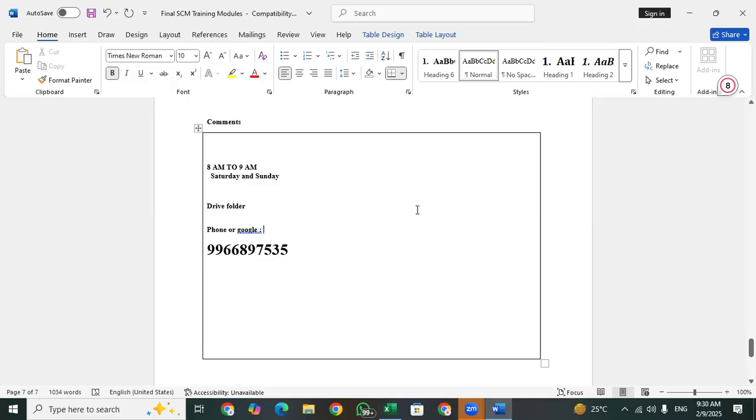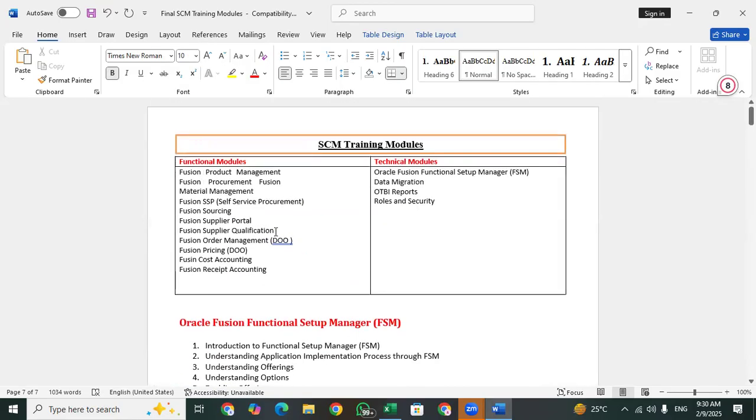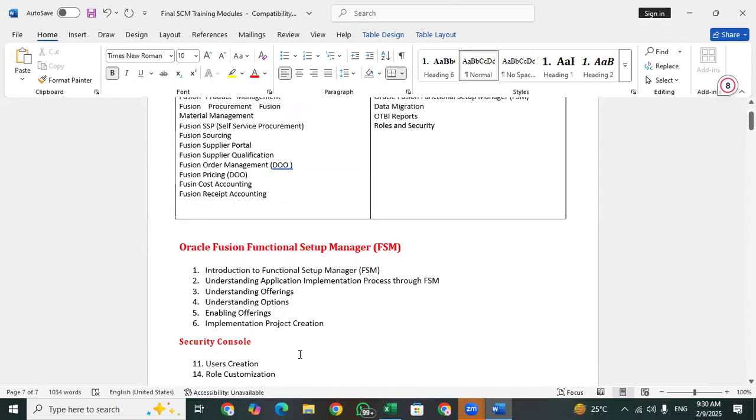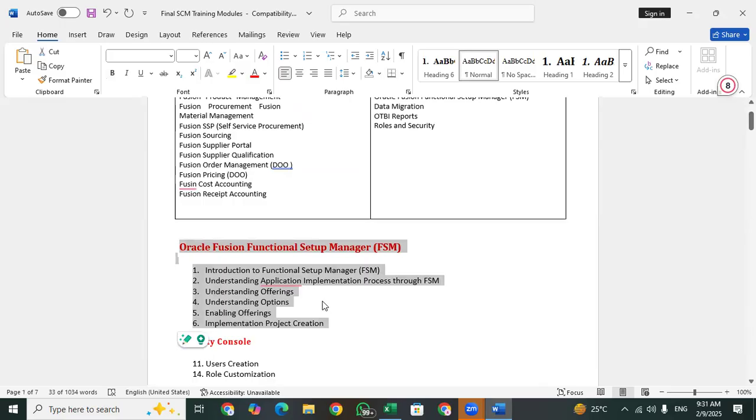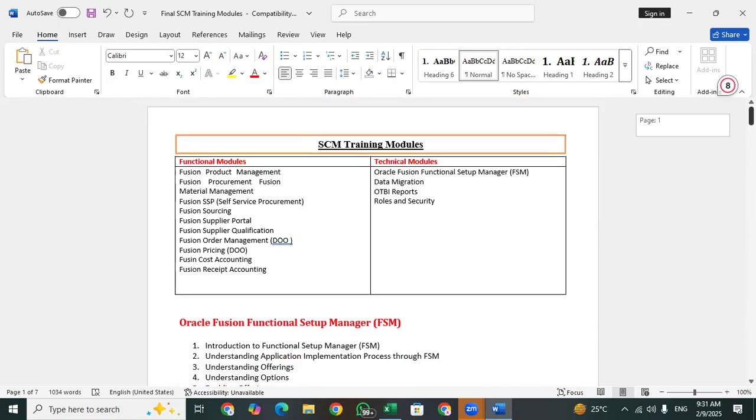This is the complete syllabus. Tomorrow we will start with FSM configurations: how the implementation process works, how to create your user account and add roles, which role comes into the picture in your implementations, and how to create implementation offerings. I'll start from tomorrow onwards. One more time I'm giving application familiarity, so you need to understand the application level, and then we can start with these setups.